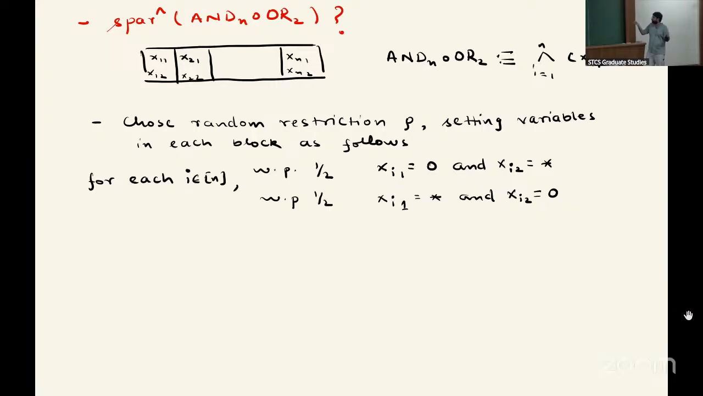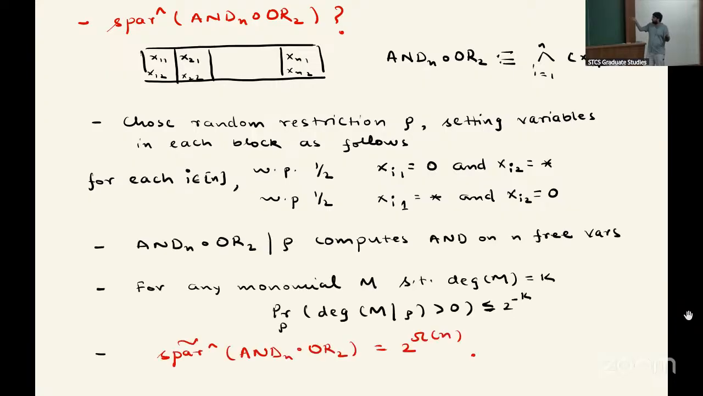What this will do is, the function when hit with this restriction will become just an AND function on the free variables, right? And again, we have a similar kind of statement. Any monomial of degree k will get killed with probability 1 minus 2 to the minus k, right? And again, we can do that whole contradiction argument to argue that approximate sparsity will be 2 to the omega n in this case.